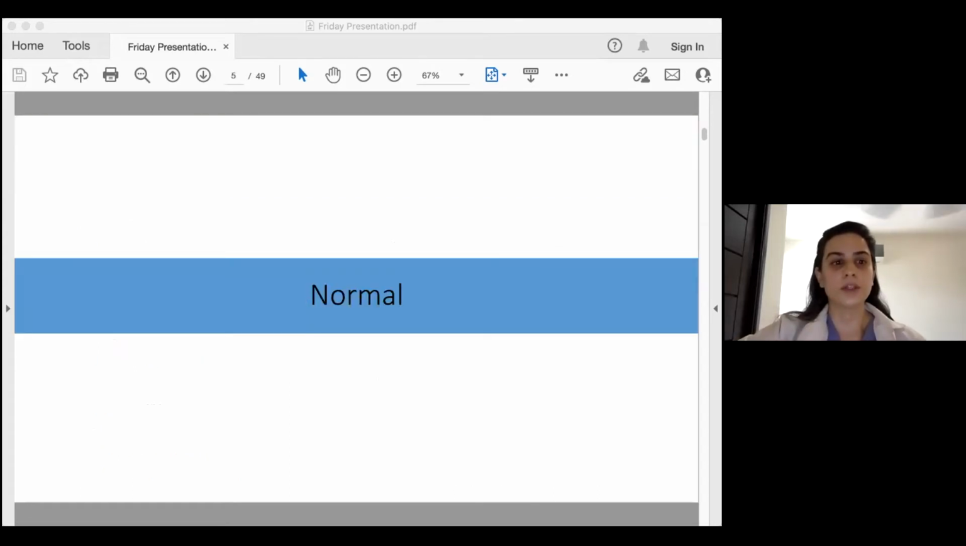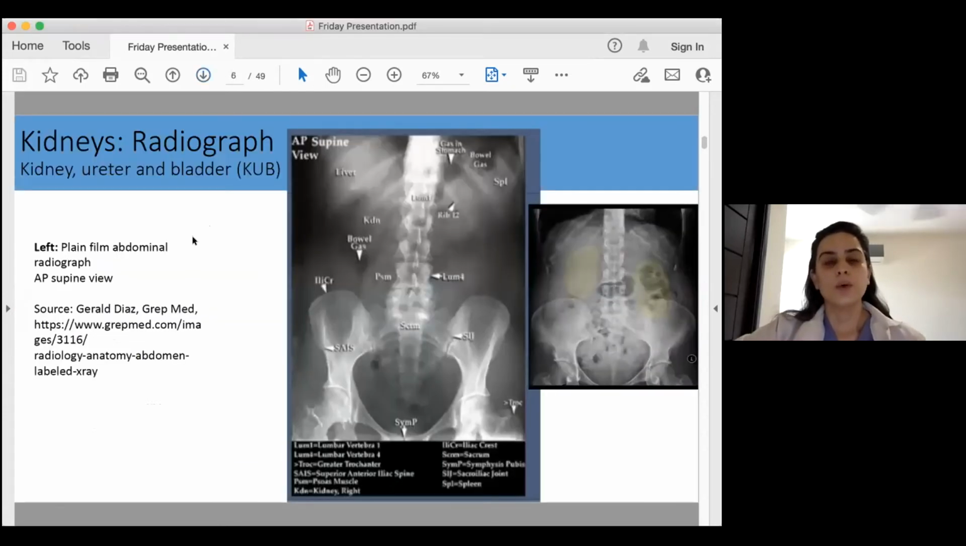Okay, so in terms of what is considered normal then, when we look at the kidneys. When we order a plain film radiograph, we usually want it to focus on the lower abdomen, and this is specifically for renal function. We can have the kidney, ureter, and bladder radiograph that's asked. On the left, we have a plain film abdominal radiograph taken in a supine view. The reason for putting this image here is, even though we can't very well visualize the kidney, it still gives us a sense of where they are located anatomically in relation to other parts of the body.